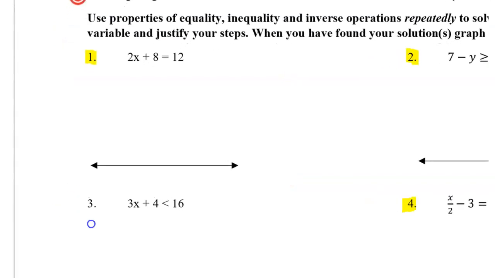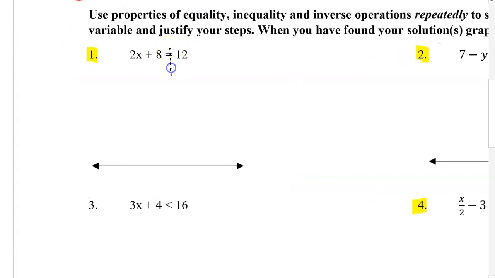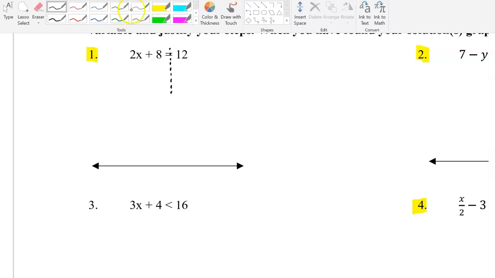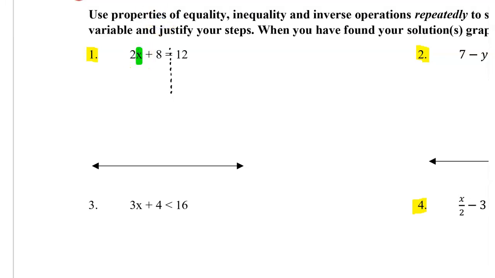So for the first example, I'm going to put my dotted line through my equal sign. I'm going to highlight the variable that I am trying to isolate, which is the x. In order to get the x by itself, the last thing I want to move is the 2 that is attached to the x. I want to move everything else to the other side first, and then we will deal with the 2. So the first thing I'm going to do is move the 8 to the other side. Since the 8 is being added, the inverse operation would be to subtract 8 to both sides.